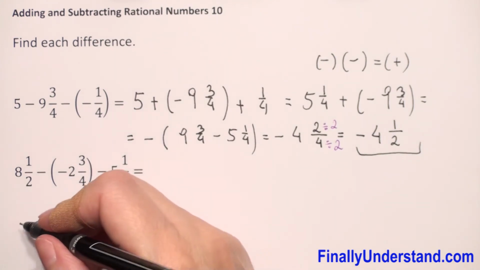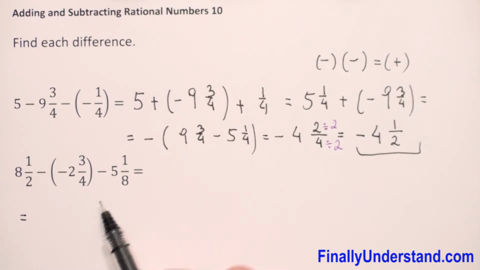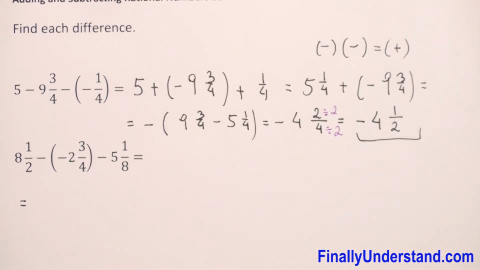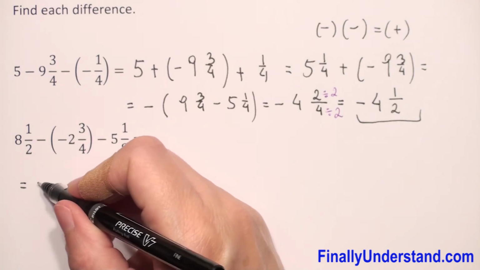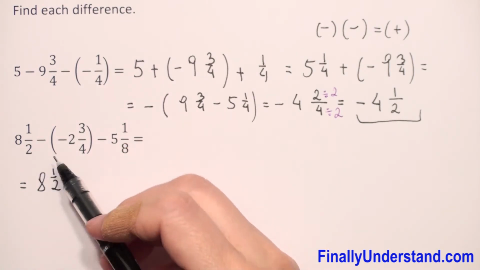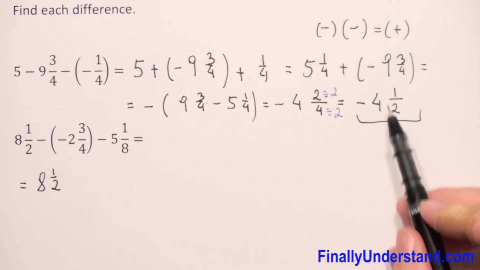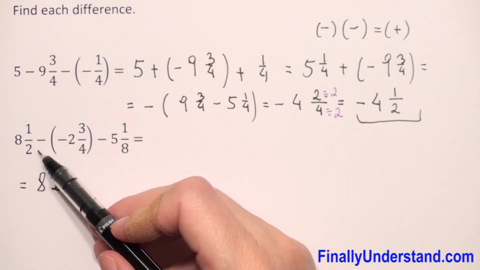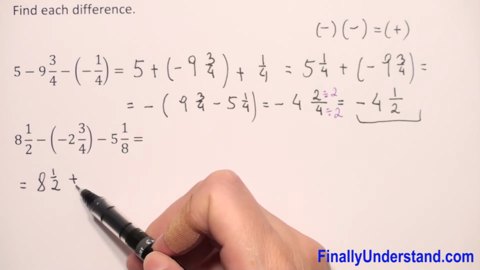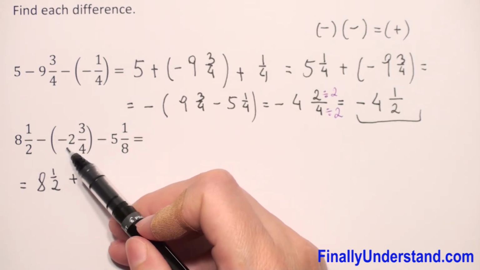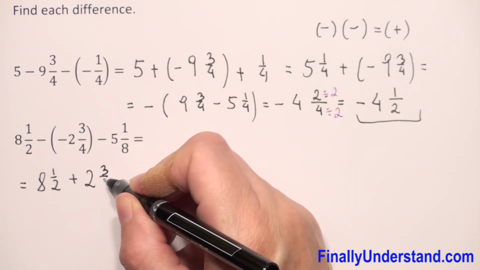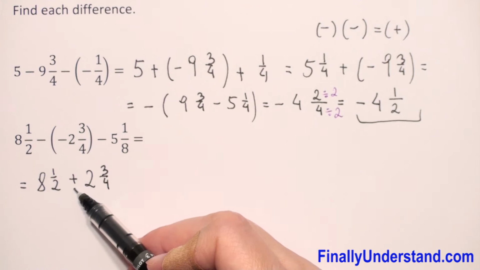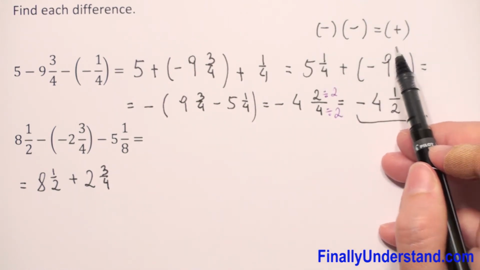And now the second. Subtraction, like I said, we change subtraction to addition of opposite. So first we copy 8 and 1 over 2. Or we memorize negative and negative give you positive. How do I get this? We change subtraction to addition, so we have positive, and we add the opposite. The opposite of negative 2 and 3 over 4 is 2 and 3 over 4. So we see we get positive. Two negatives give you positive.